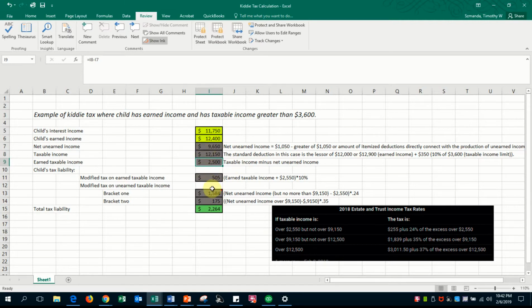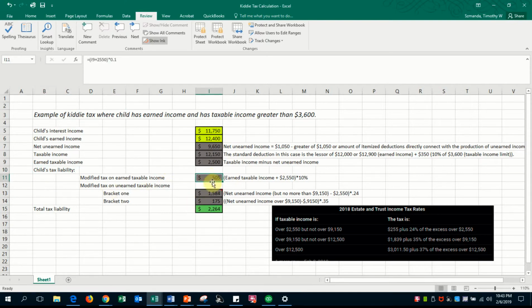All right, so now we have some key intermediary calculations, which, by the way, are in the gray cells. So all intermediary calculations are in the gray cells. Data that's given to us are in the yellow or yellowish cells, and then the answer is given in the green cell below. We've calculated some intermediary steps for net unearned income, taxable income, and earned taxable income. Now we need to determine the child's tax liability using this information.